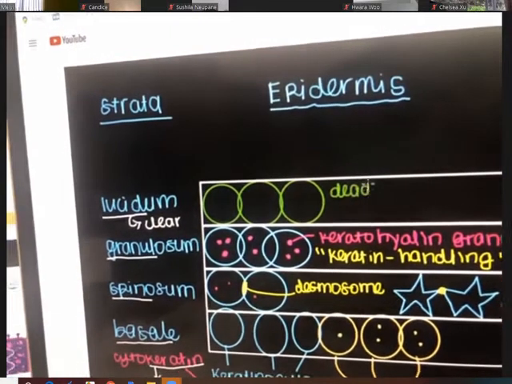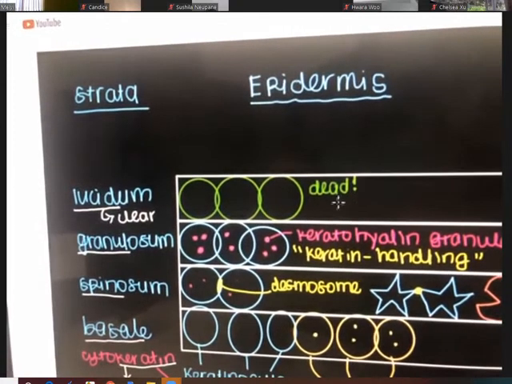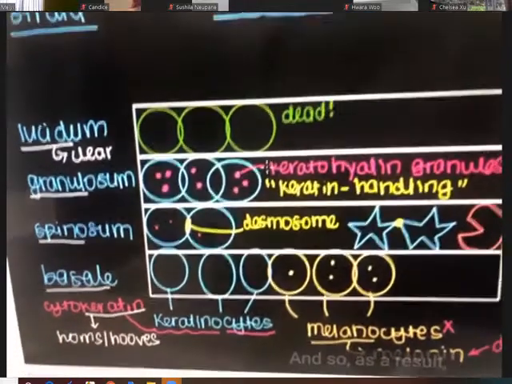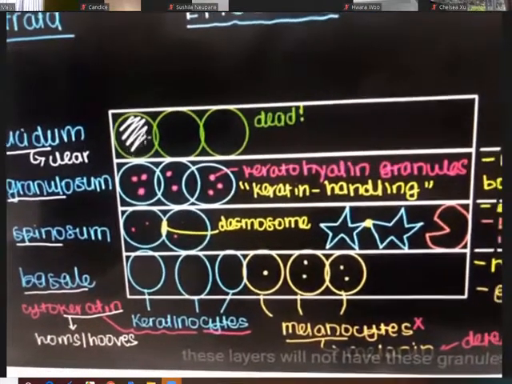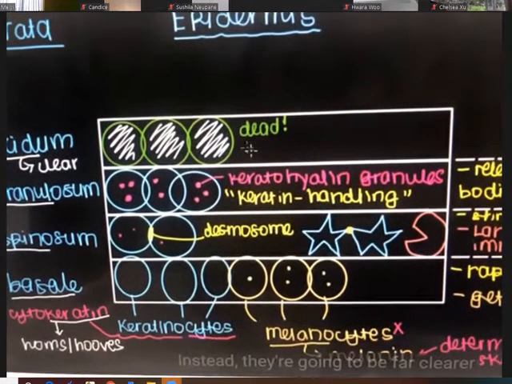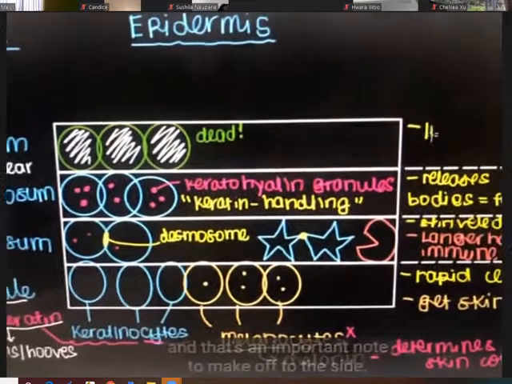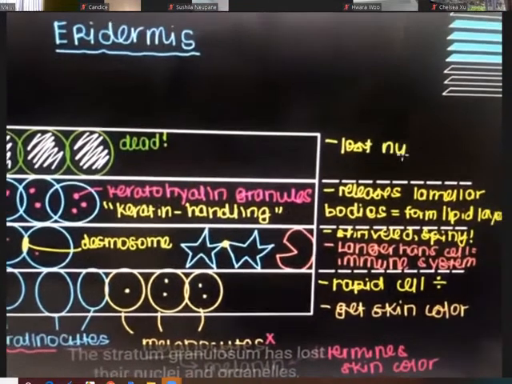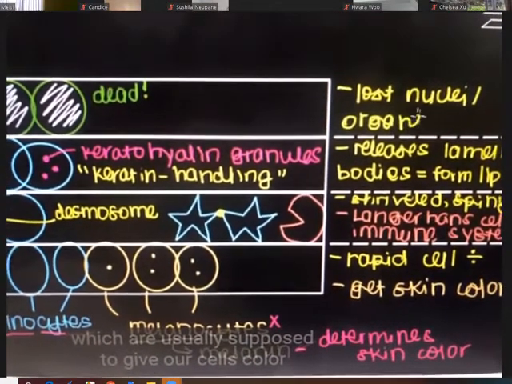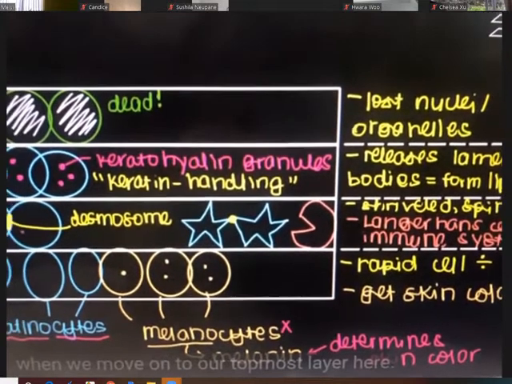These are zombie keratinocytes. And they look that way on microscope because they've lost their nuclei or other organelles that usually gave them the color we saw at our earlier, more alive layers. And so as a result, these layers will not have these granules or nuclei or organelles that we see in the previous layers. Instead, they're going to be far clearer or more see-through than what we saw earlier. And that's an important note to make off to the side. The stratum lucidum has lost their nuclei and organelles, which are usually supposed to give our cells color when we look at them under a microscope. And this trend continues when we move on to our topmost layer here.